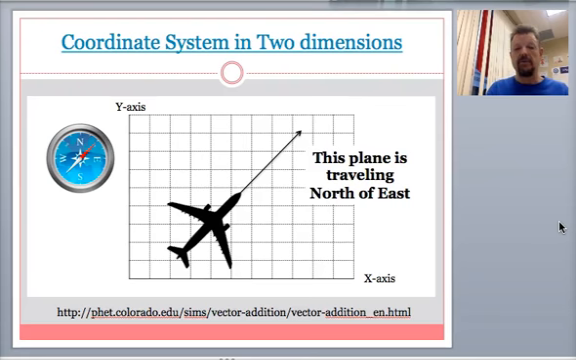This is an activity you can do online to practice vector addition. This is the website that you would go to in order to see that.